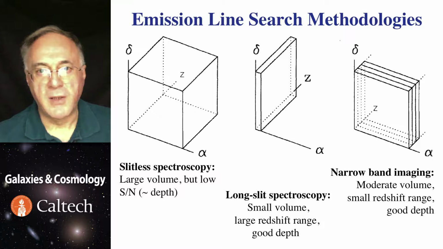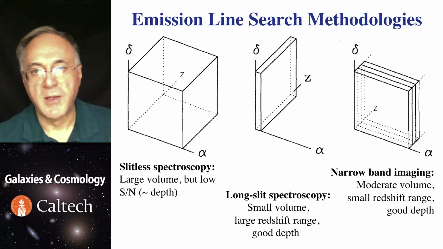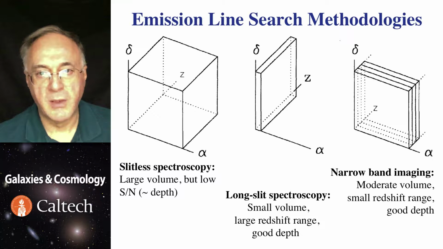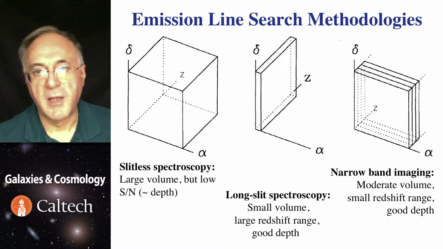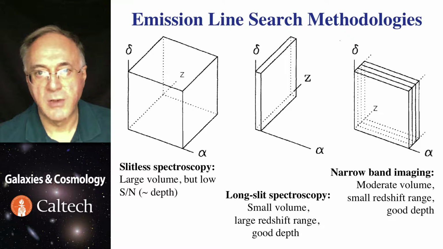So for really faint objects, this will not work from the ground, although it's been done from space using the Hubble Space Telescope. An alternative is to use a standard long slit spectrograph, in which case a dispersed image of a narrow but long slit is detected, and that will work fine over a very small area in the sky, but over a large range in redshift. And because the light is being dispersed properly, you can do sky subtraction, and the depth is pretty good.